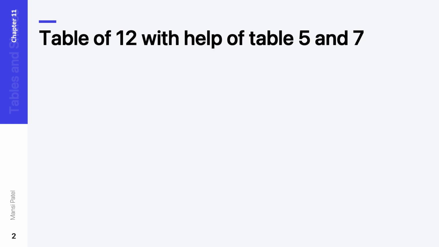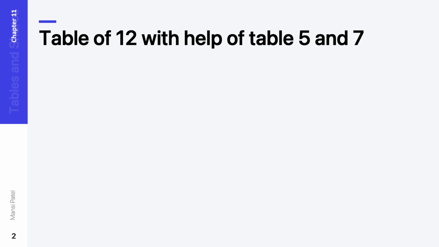Now here you have to make the table of 12 with the help of table 5 and 7. What you want to do? You have to make the table of 12 with the help of table 5 and 7. Now one question arises in your mind, why here we are taking only the table of 5 and 7? So see here, 5 plus 7 is equal to 12.